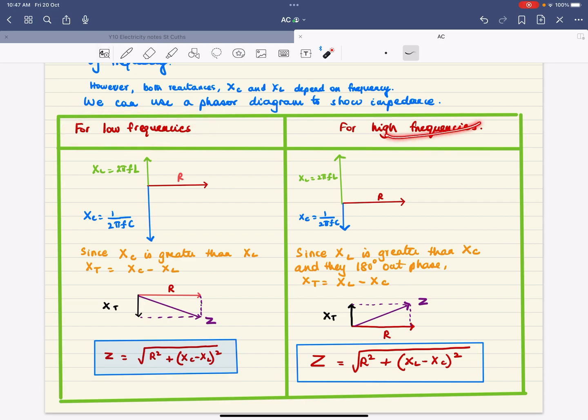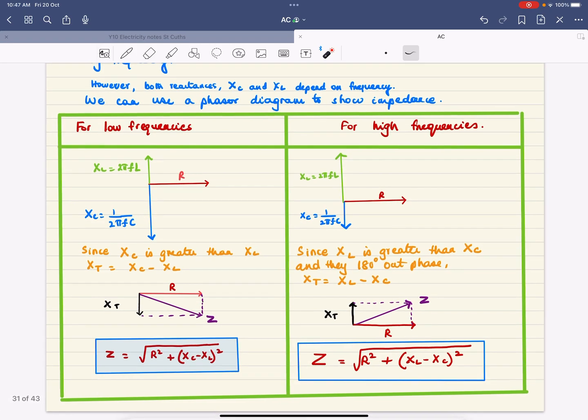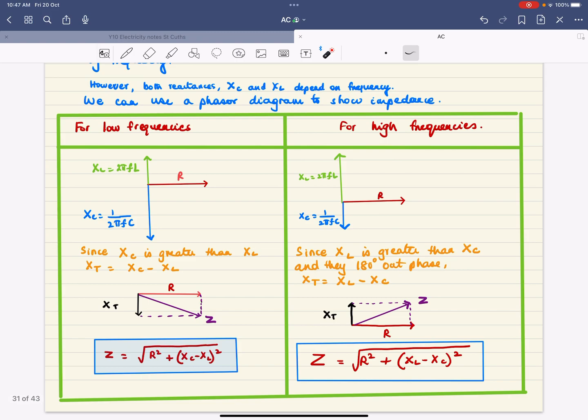Now when you increase the frequency, because XL is 2πfL, when frequency increases, XL is going to get bigger. So now this one is a bigger arrow, a bigger vector. And because XL and XC are 180 degrees out of phase, your resultant reactance is XL minus XC. So it's going to point this way. Here's your resistance, and you get your impedance.